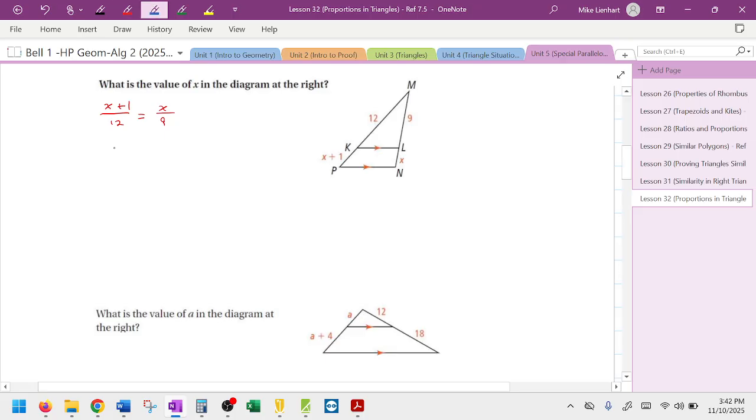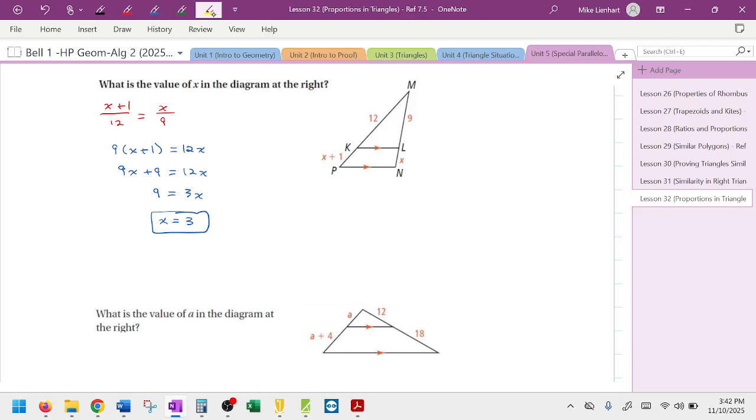If I cross multiply here, I get 9 times x plus 1 is equal to 12x, or 9x plus 9 is equal to 12x. Subtract the 9x, I get 9 is equal to 3x. And if I divide, I get x is equal to 3. Okay? I could then substitute it in and find the measurements of the different sides too. But all they asked me to do in this question was find the value of x.